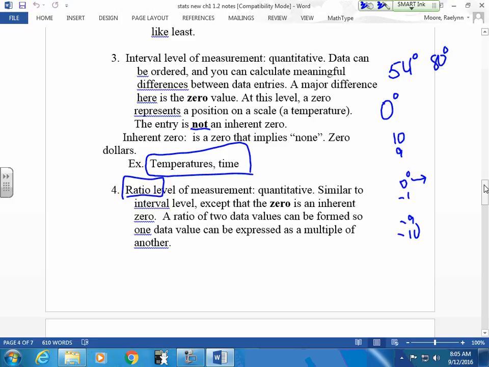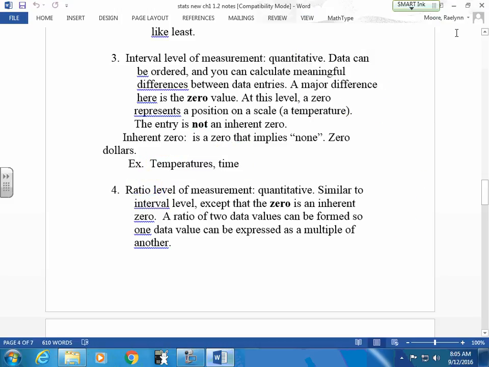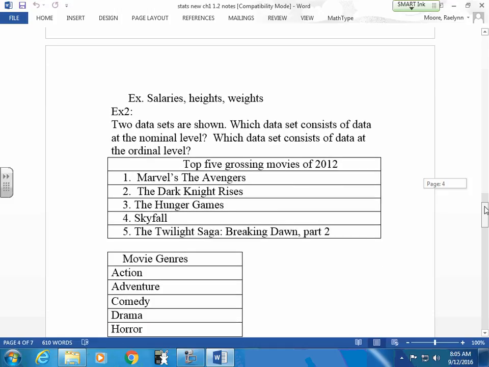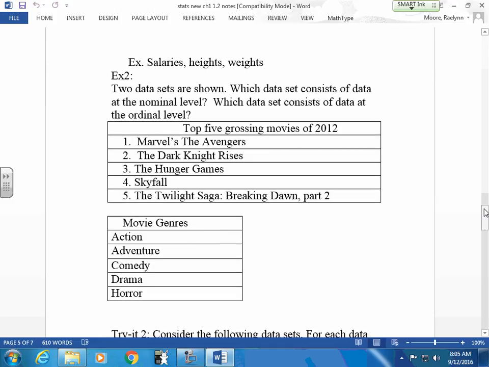So anytime you can make a ratio and you have a zero that means actually zero, I have zero money, I have no money, okay, you're talking ratio. These are a little tricky, but remember the classification is the highest level. There's also a difference between, you say, what page are you on in the book?